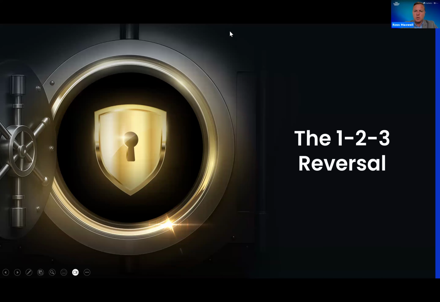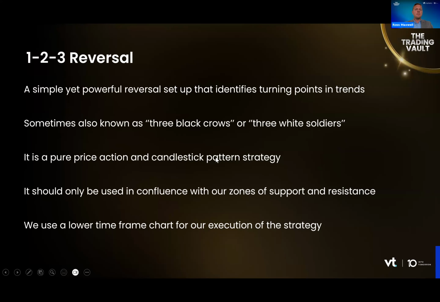Now moving on to the 1, 2, 3 reversal. This is a simple but powerful reversal setup that identifies turning points in trends. So it is still a reversal strategy, but it's sometimes also known as, I've heard it called, the 3 black crows or the 3 white soldiers. And it's a pure price action candlestick pattern strategy.